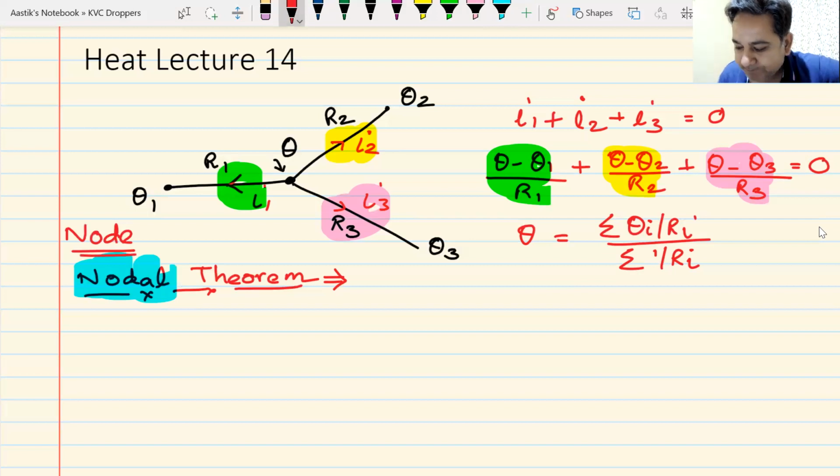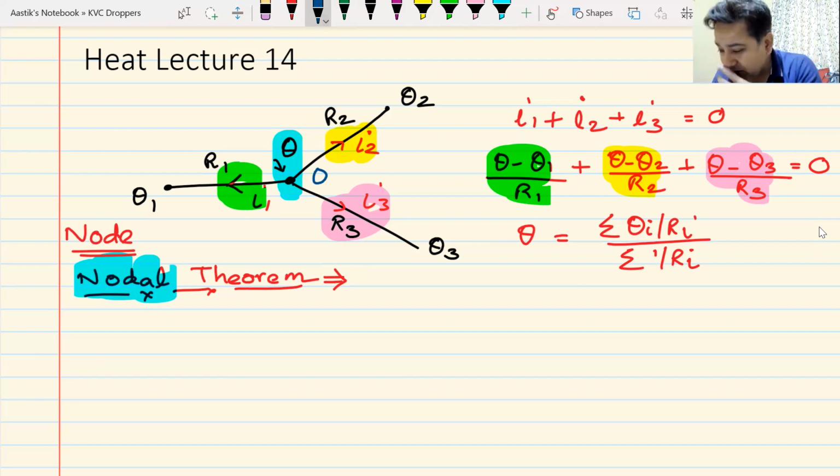A node is nothing but any point, any junction where more than two branches are meeting. So if I call this point as O, this O happens to be a node, because at this node, three branches are meeting. Do you understand this? At point O, three branches are meeting. I can call it a node.